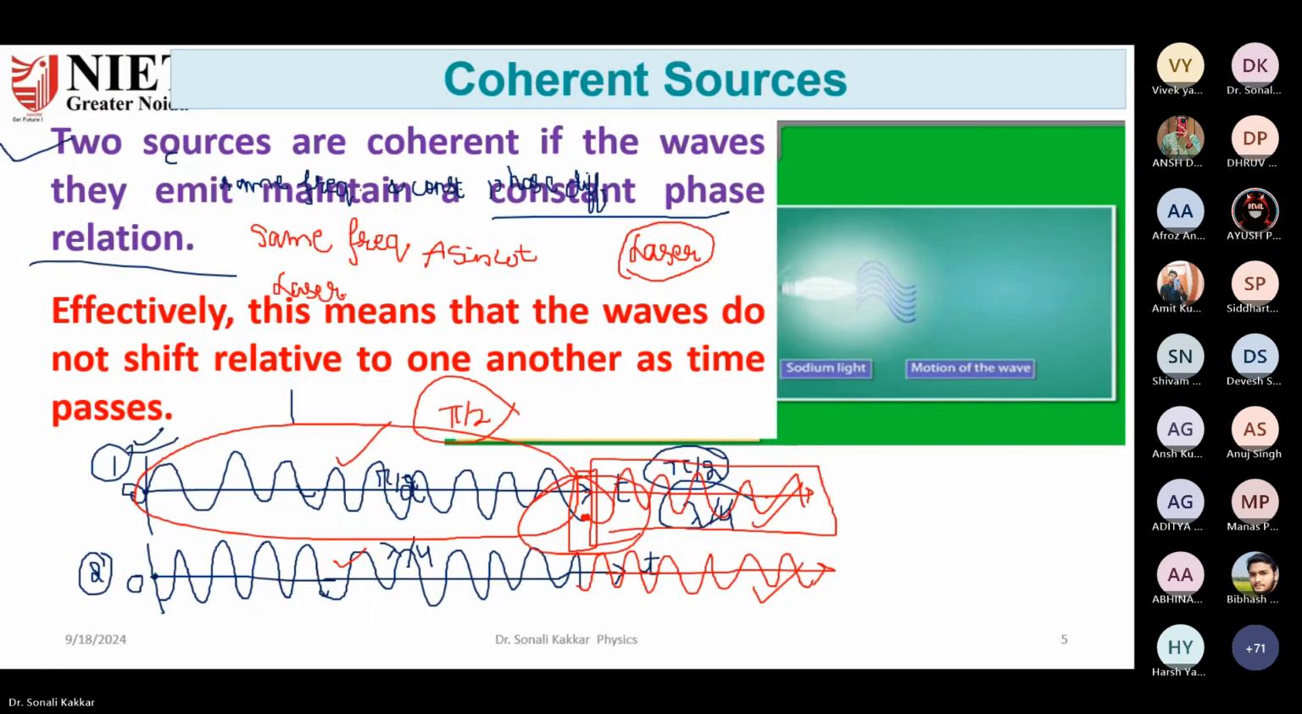Sorry? Car headlights. I'm not able to hear you. He's saying, ma'am, car's headlights. No, that is also not coherent.